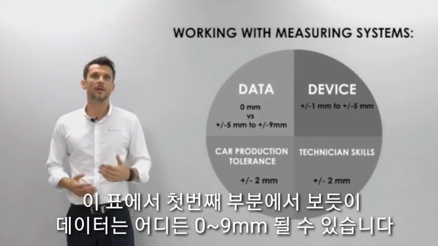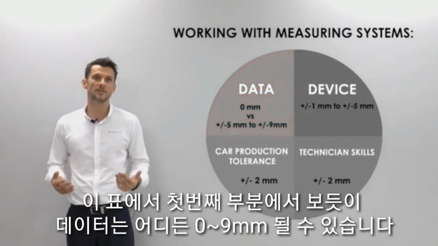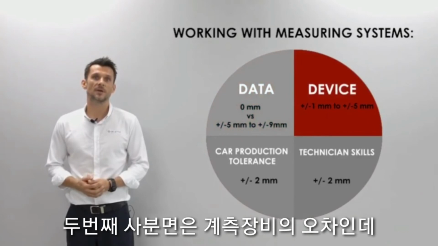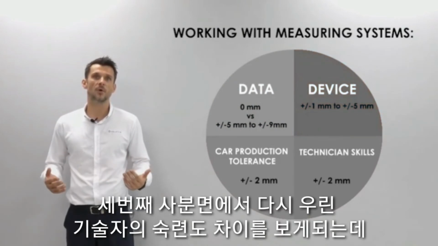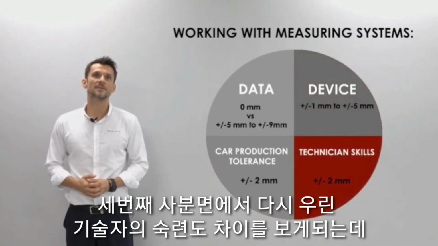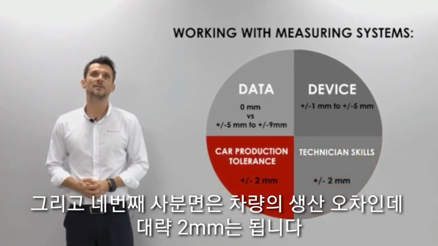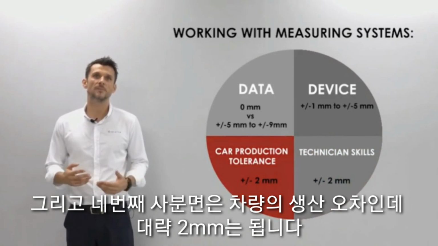On this diagram, in the first part, we see that the data can be anywhere from 0 up to 9 millimeters. In the second quarter, we have the tolerance of the device, which, as we explained before, can be anywhere from 1 to 5 millimeters. In the third quarter, we see again the skills of a technician, and it can be up to 2 millimeters. And in the fourth quarter, it is the production tolerance of the car itself, which is roughly 2 millimeters.